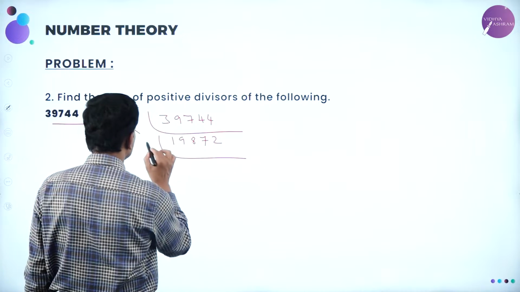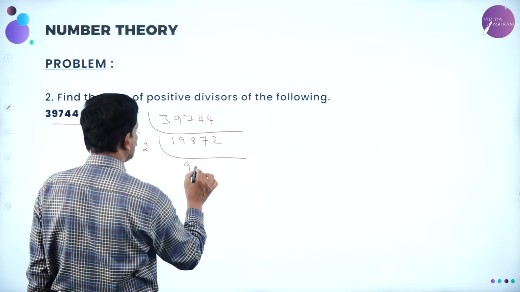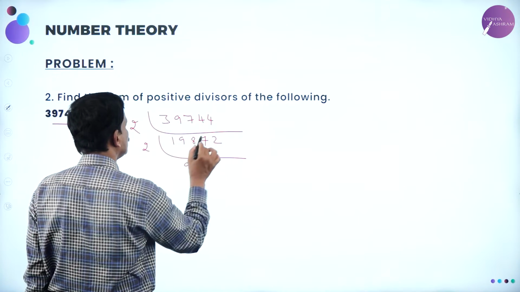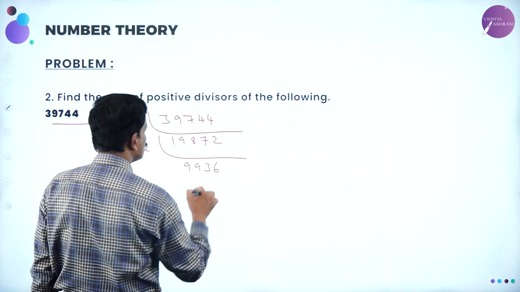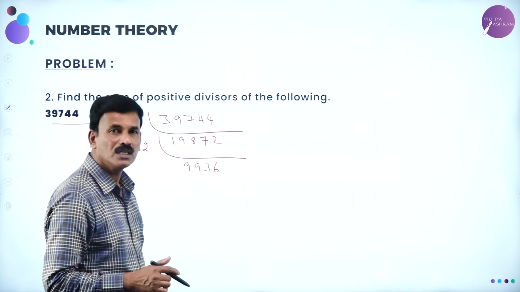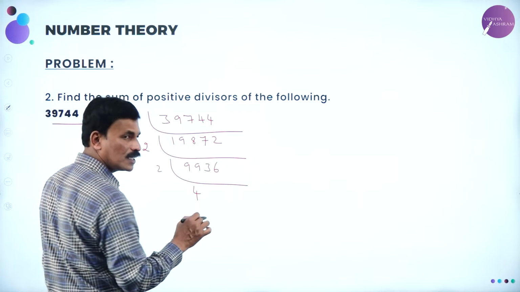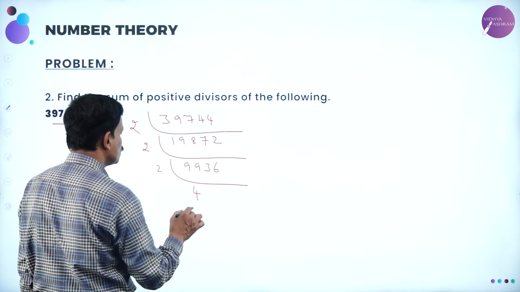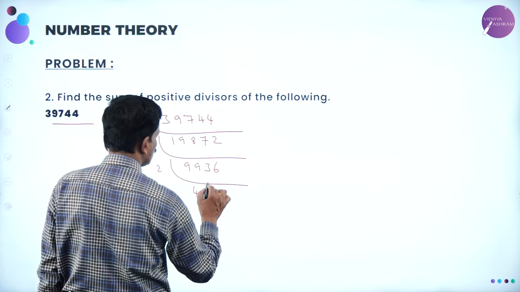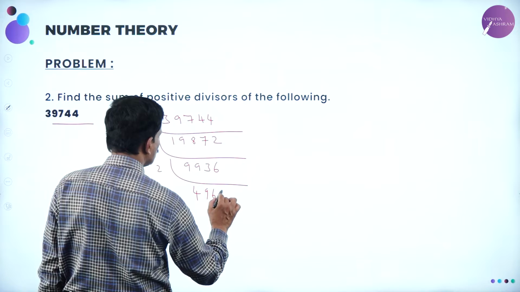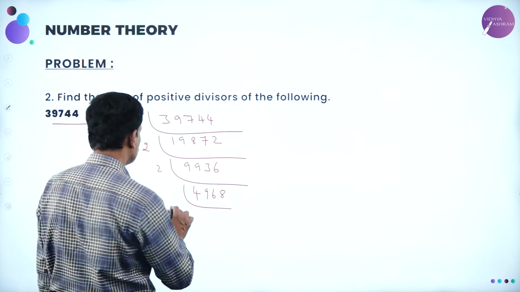Again with the same number 2. Let us start with 2. 2 nines are 18, 1 is a remainder, again 2 nines are 18, again 2 threes are 6, 12 is a remainder, 2 6s are 12, 9936. Okay. Again divide by 2. Let us start with 2. 2 fours are 8, 1 is a remainder, 19, 2 nines are 18, 1 is a remainder, 13, 2 6s are 12, again 1 is a remainder, 16, 2 8s are 16. So 4968. Okay. Again divide by 2.